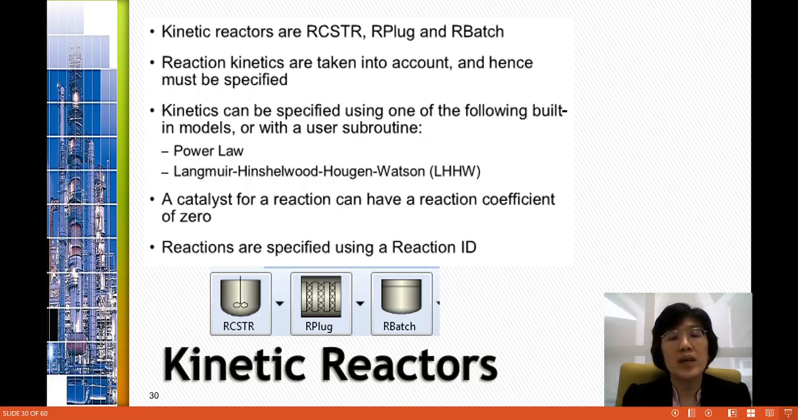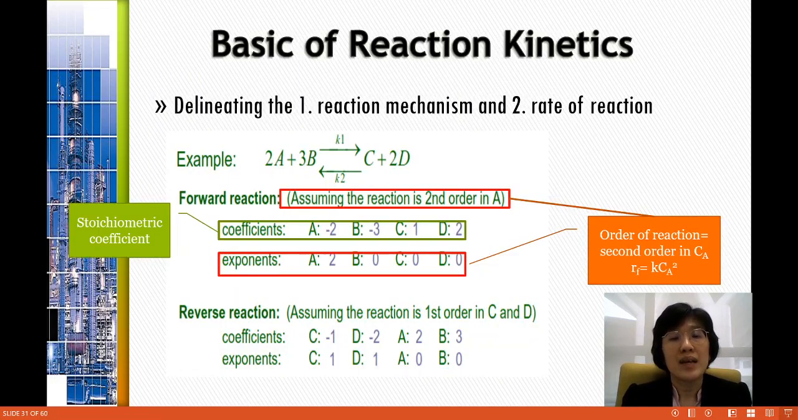In order to include the reaction into the kinetic-based model, we normally use the reaction ID in Aspen Plus to include the required information. So there is some basic reaction kinetics knowledge that you have to revisit. The first one is the definition of reaction kinetics. From reaction kinetics, you will get to know the reaction mechanism and also the rate of reaction.